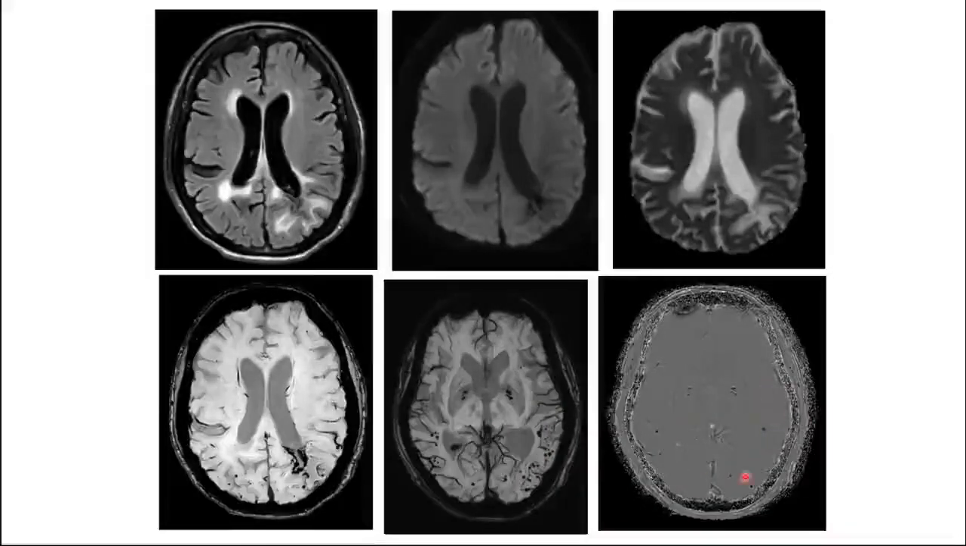So with these findings, the diagnosis is cerebral amyloid deposition, the CAA. A patient with CAA can also present with dementia, so indicating dementia.